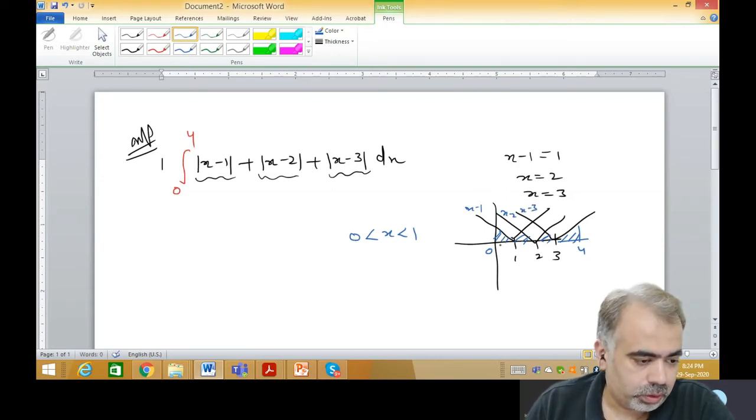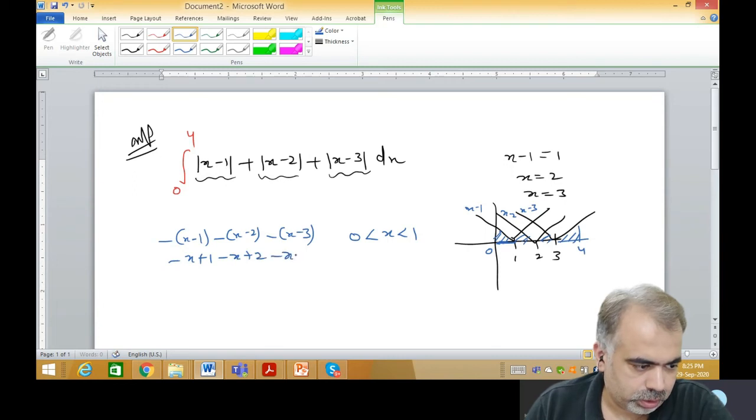So from 0 to 1, if you see this area, this is left hand side of the first, so the first one is negative. It is also left hand side of the second, so the second term also we have to take negative, and it is also left of the third, so we have to take the third as a negative. And then I'll advise you just solve it quickly like this, by carrying the sign.